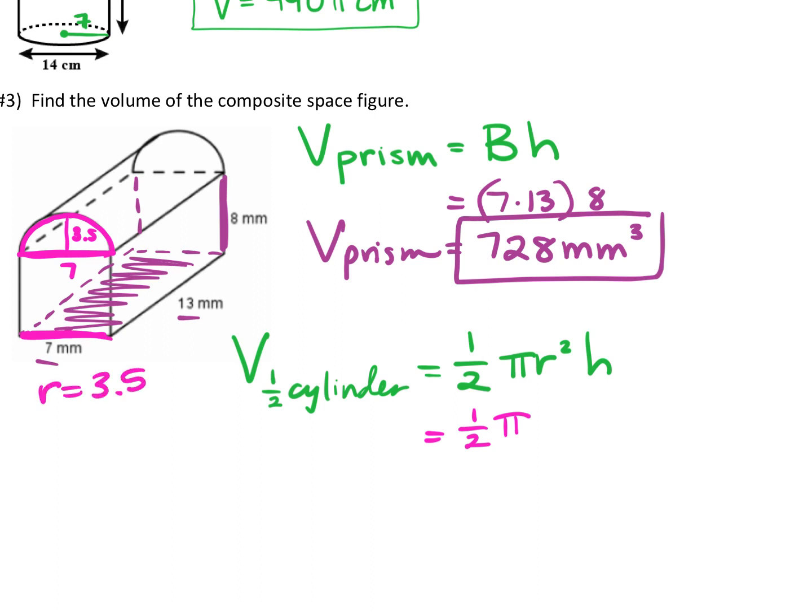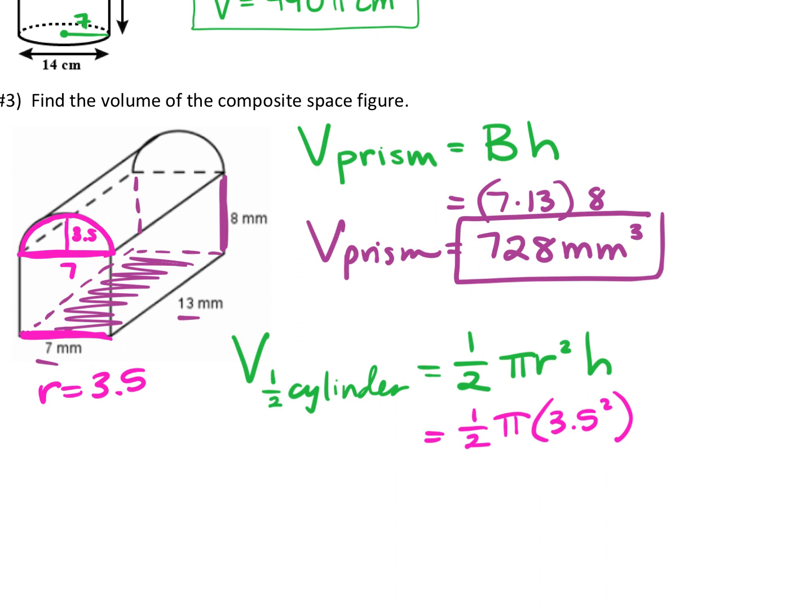So you go 1/2 times pi times 3.5 squared. Okay, and now here's the other tricky part. What is h right now? 13. It's the height of the figure. So if you think about a cylinder, right? The height of the cylinder. You're just moving everything up, kind of. Right, because they're parallel. So your height of your cylinder is here.